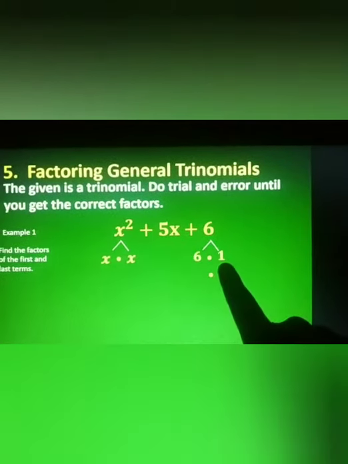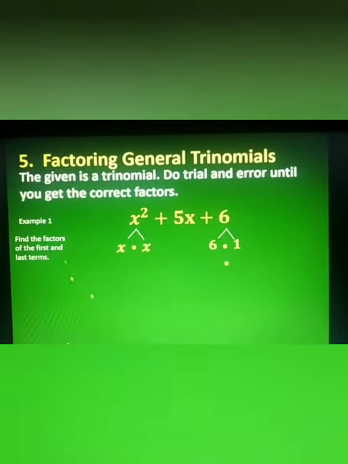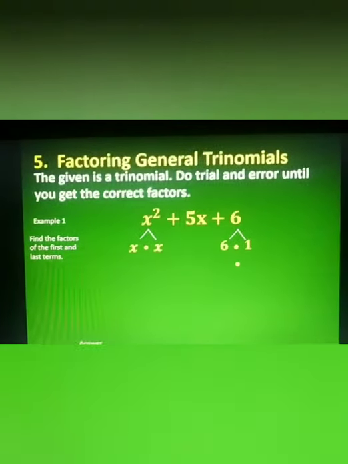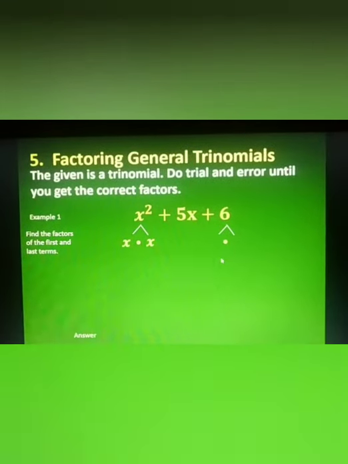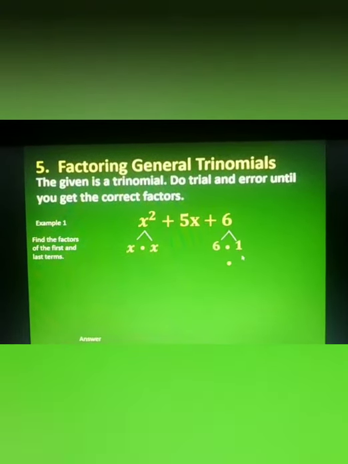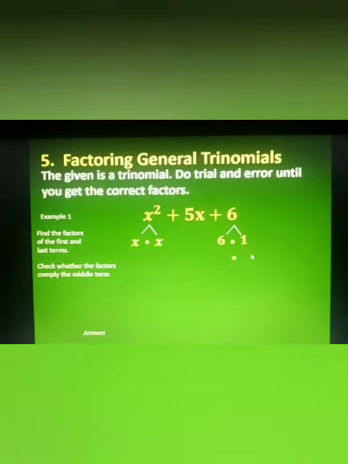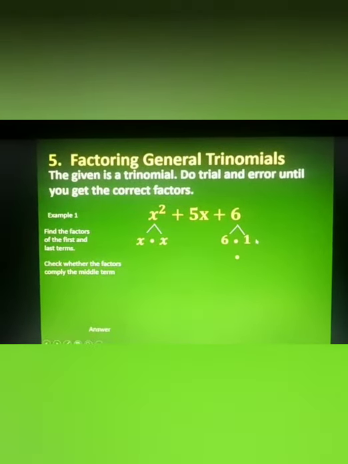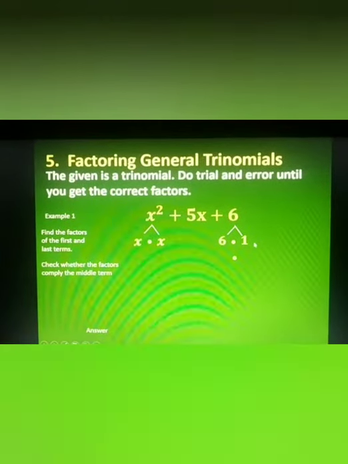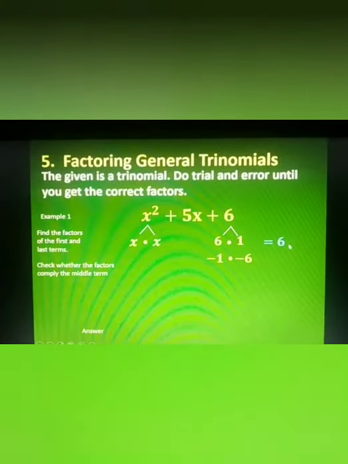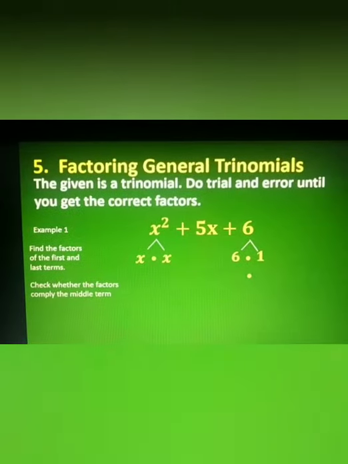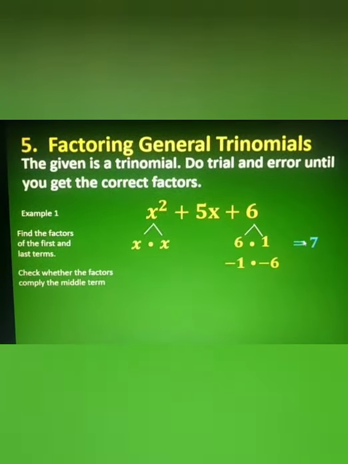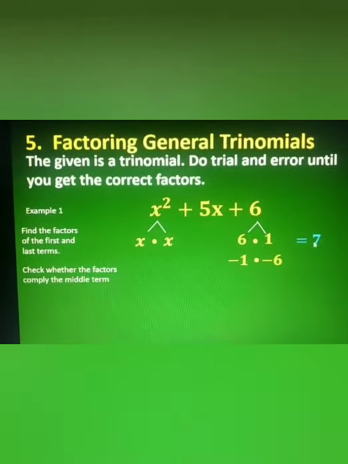So, let me add. 6 plus 1. Again, 6 times 1 is 6. Correct. But check whether the factors comply with the middle term. Add them. 6 plus 1 is 7. That should not be, class. Okay, 6 plus 1 is 7. It is not 5x, so that is wrong.